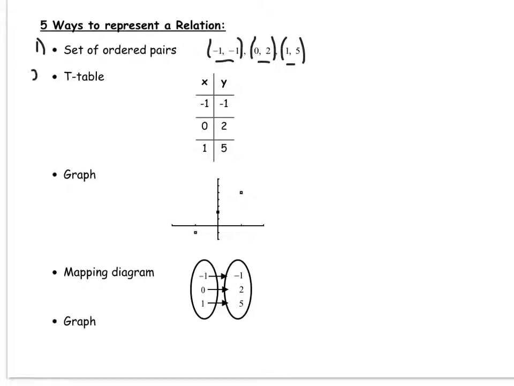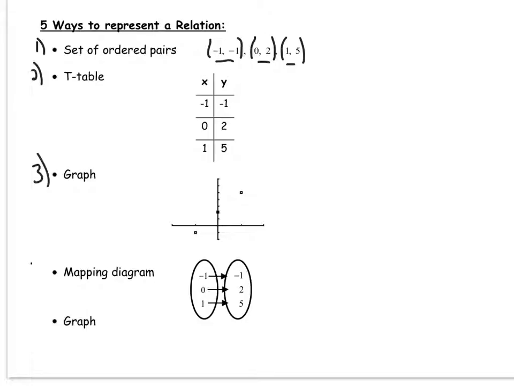Then we also have what we call a t-table. So this is a t-table here, and this is a way to represent ordered pairs. So there's an ordered pair, there's an ordered pair, and there's an ordered pair. And then we can also graph the ordered pairs. So that would be a way to show a relationship. So here we have the graph. This is negative 1, negative 1, 0, 2, and 1, 5. So that would be a graph.